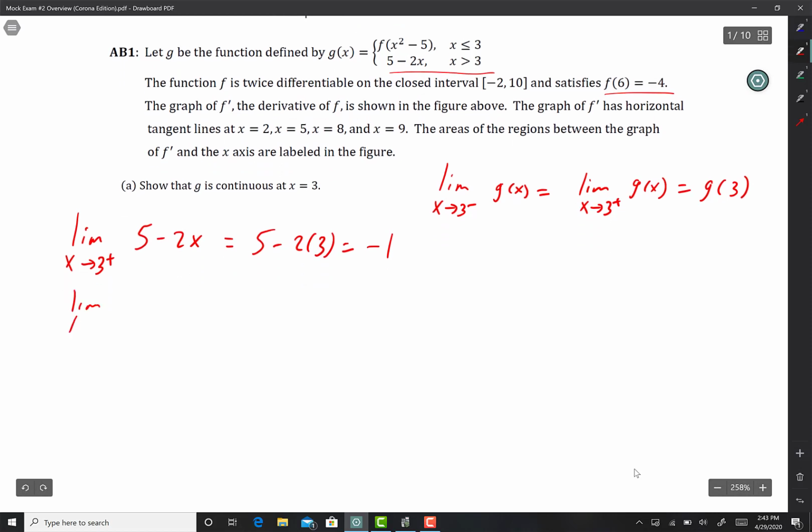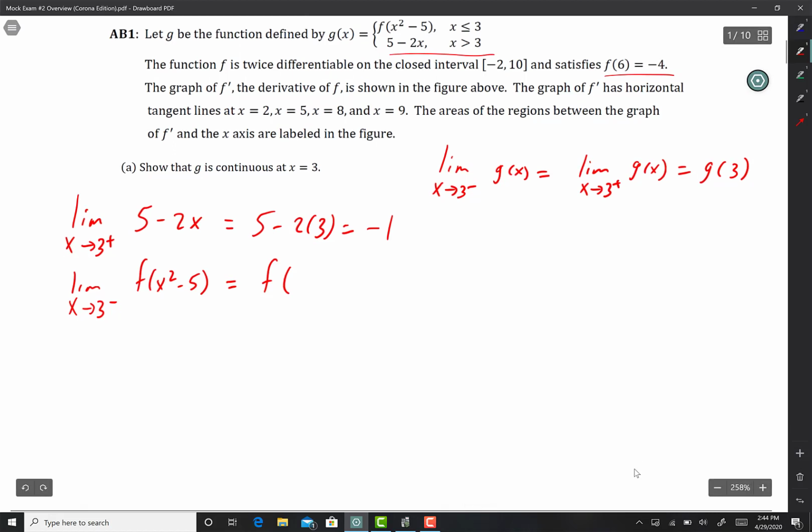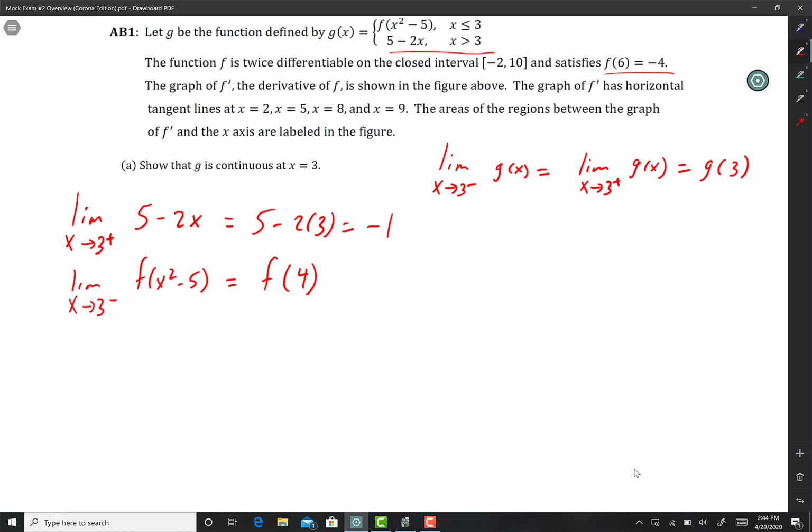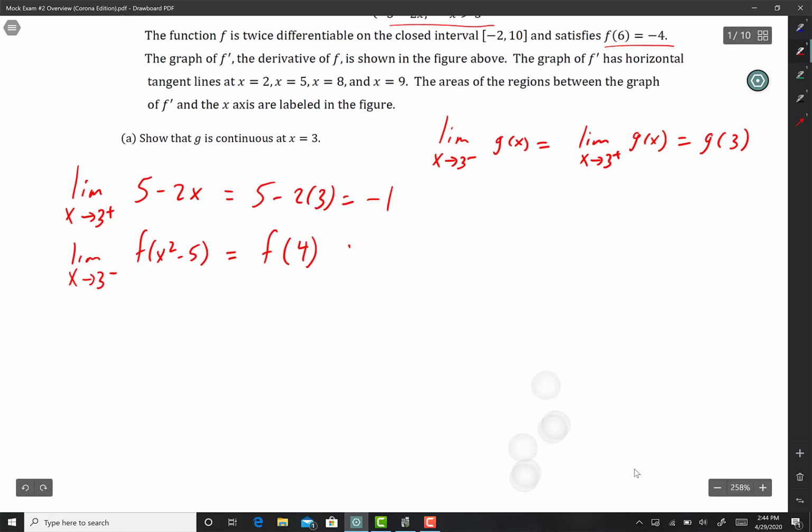Limit as x approaches 3 from the left-hand side of f of x squared minus 5 is going to give me f of 3 squared is 9. 9 minus 5 is 4. So now I have to calculate what f of 4 is. So I come here to the side, and I'm going to put a semicolon. I'm going to put, let's see, what am I going to put?